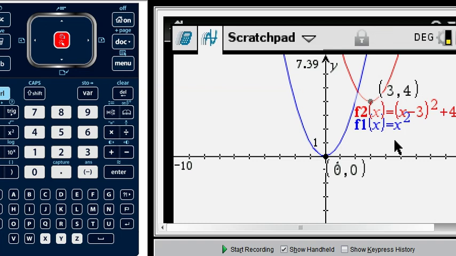Okay, if I'm going from this blue graph to the red graph, how much should I move right or left? I moved right how much? 3, good. See, because this is at 0, 0. This is at 3.